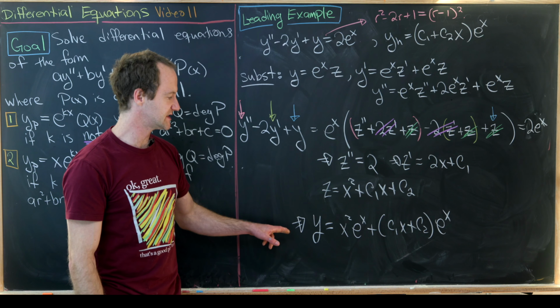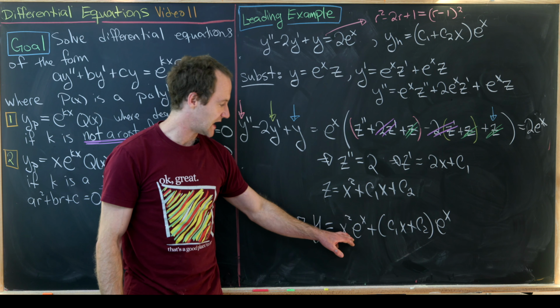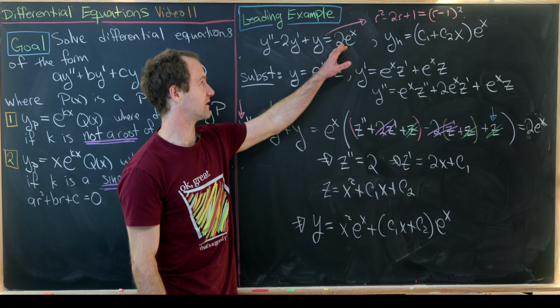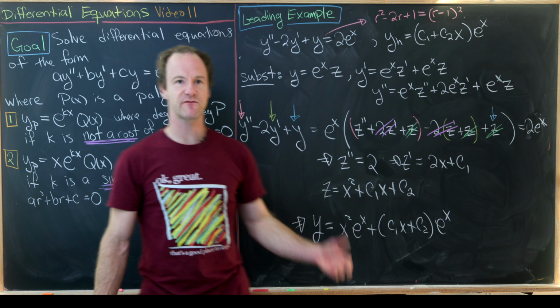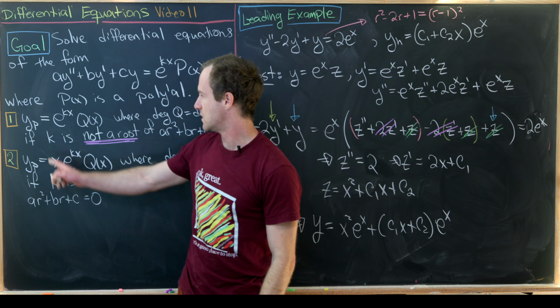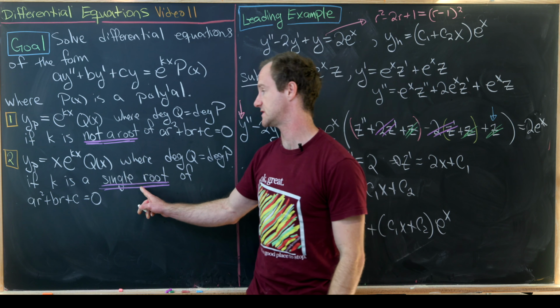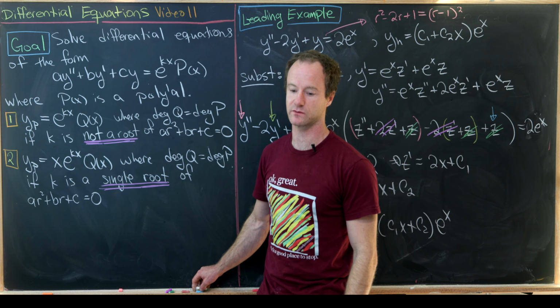Great. Now let's see what we've got here. We have x squared times a polynomial times e to the x, where that polynomial has the same degree as this polynomial. In this case, it's 0. So that follows this pattern over here. We have x to the 0 for not a root, x to the 1 for a single root, and now we'll add here x squared for a double root.